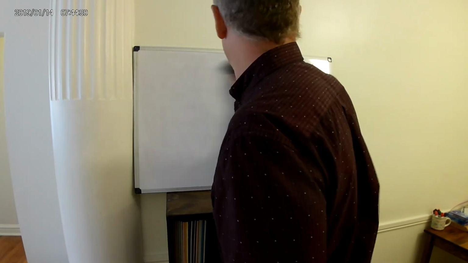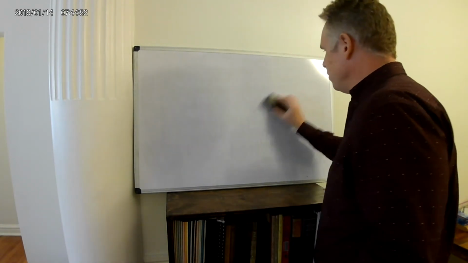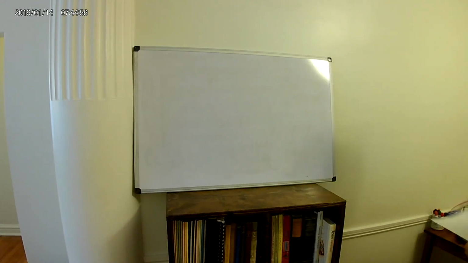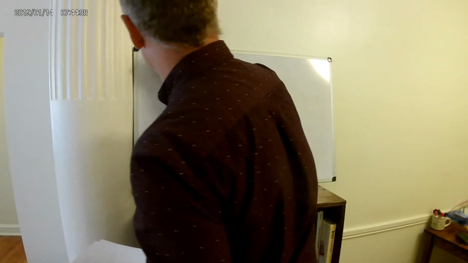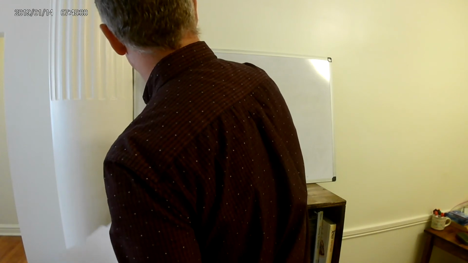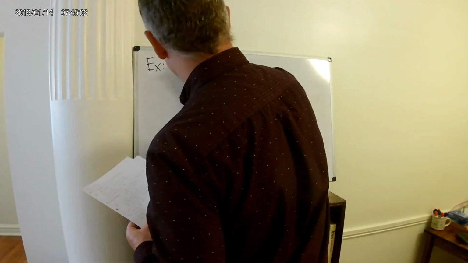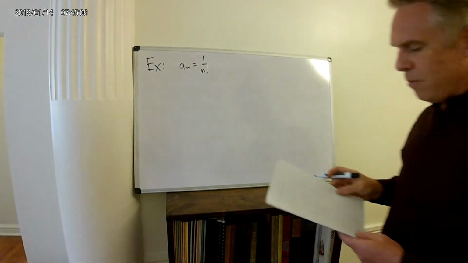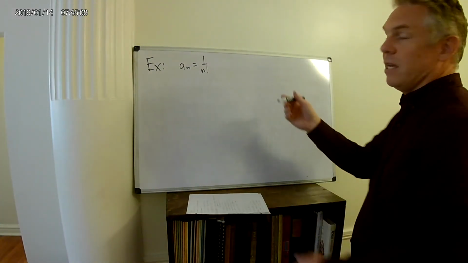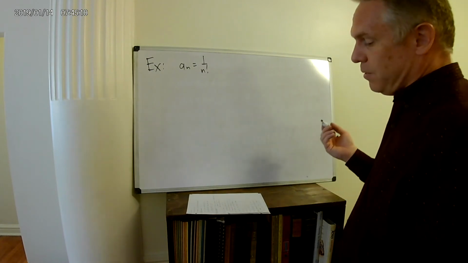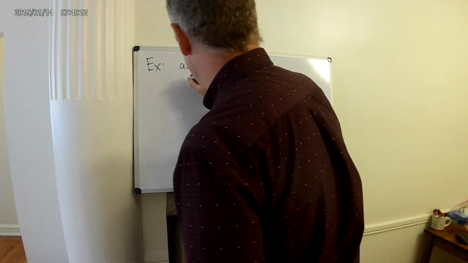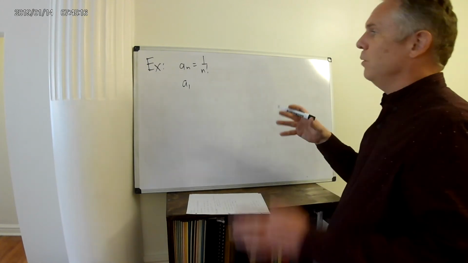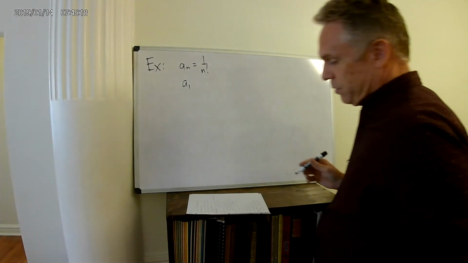It's also possible to have factorials in a sequence. Let's consider a simple example with factorials. If you remember factorials, a sub n equals 1 over n factorial. The exclamation mark doesn't mean get excited, it means calculate a factorial. You could have an expression that gives you a sequence in terms of a factorial. This is a different topic than recursive sequences.